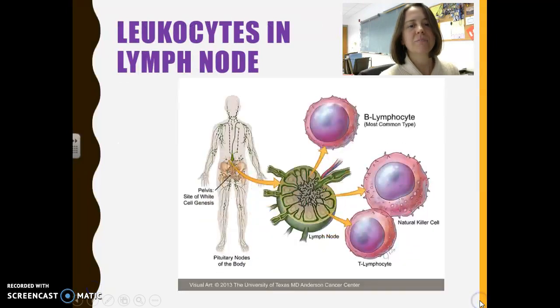All right, let's look at some pictures. So let's look at the leukocytes that are found in lymph nodes. As you can see here, all the lymph vessels and the little round dots are the lymph nodes, and here's one that is blown up for us to see, and it will have a B lymphocyte, which is a type of leukocyte, a natural killer cell, which is another type of leukocyte, and a T lymphocyte. Those are all living in your lymph nodes, taking care of you as we speak.